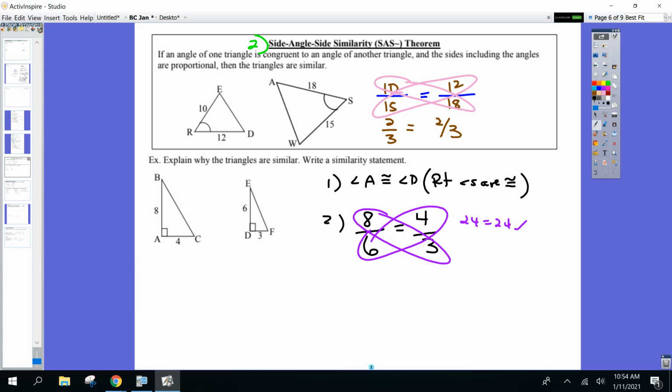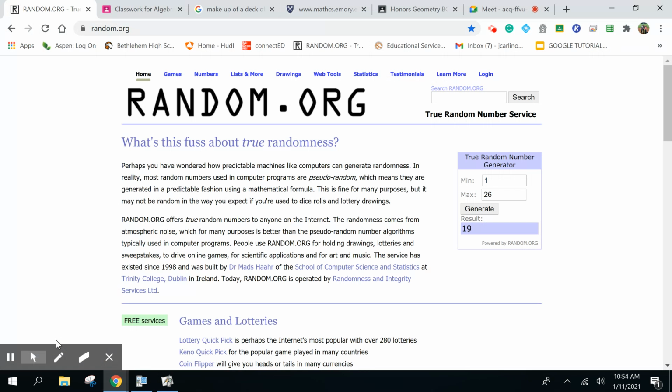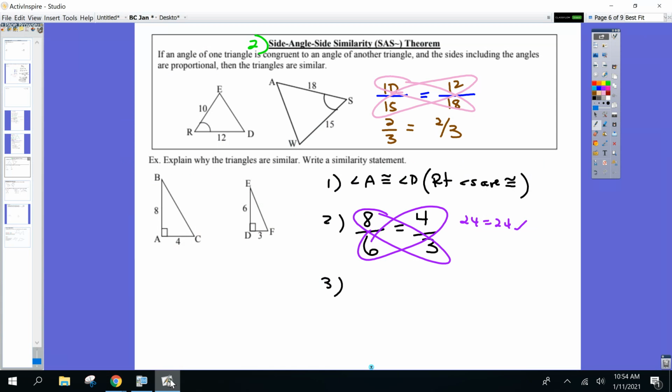So they are similar. Now go ahead and write a statement saying they're similar. Lucas, make sure those angles match up. Here we go, Lucas. Triangle ABC is similar to triangle DEF. There we go.